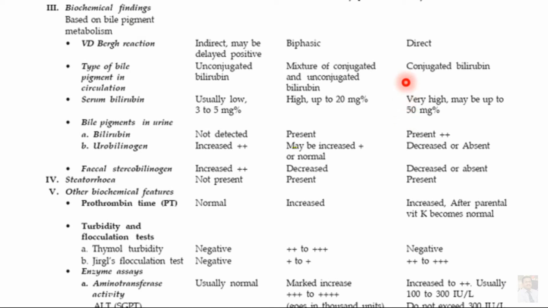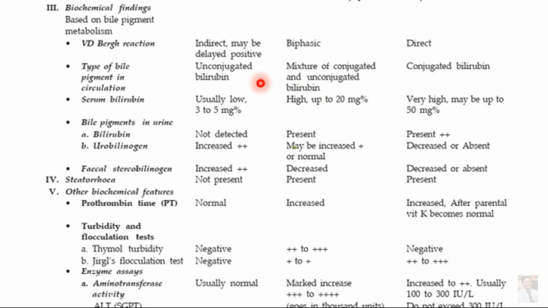So here the third one is obstructive, where only conjugated is increased. In hepatic jaundice, only the mixture of conjugated and unconjugated are increased. In the first case, hemolytic jaundice, only unconjugated is increased. This is the one we already studied in the previous class. I think you remember this one. Next one is serum bilirubin.